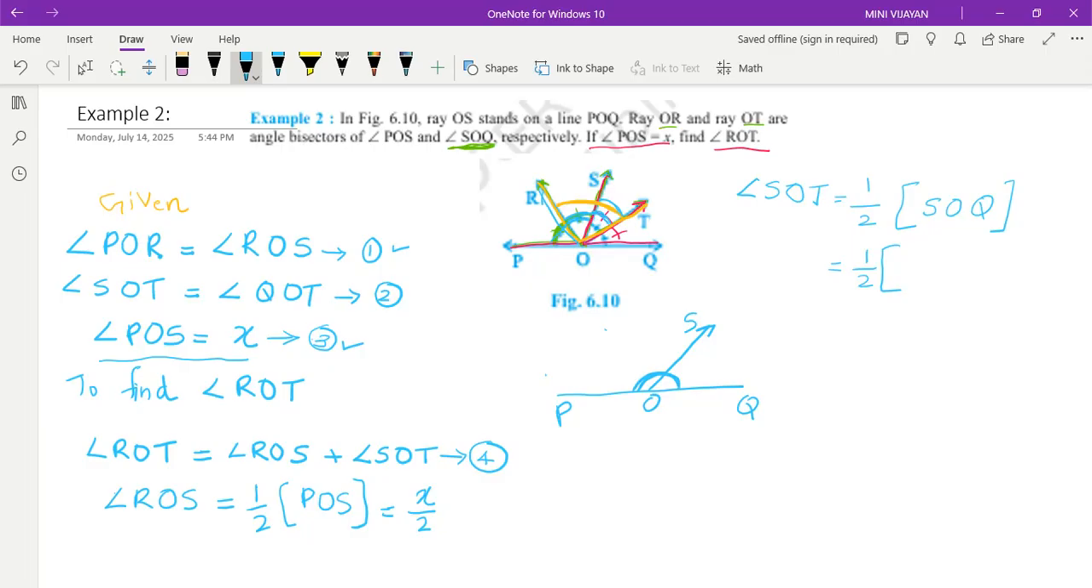Clear? And one more thing, the third condition is angle POS is equal to X. Now you can tell me what is the measure of angle SOQ from this figure which I drew over here. We can write angle SOQ. What is SOQ?